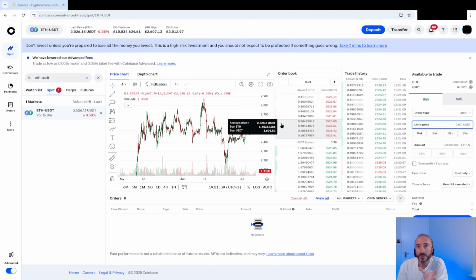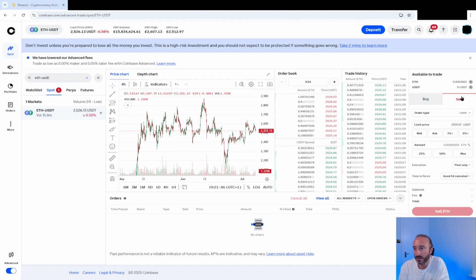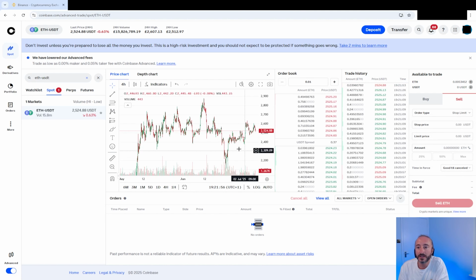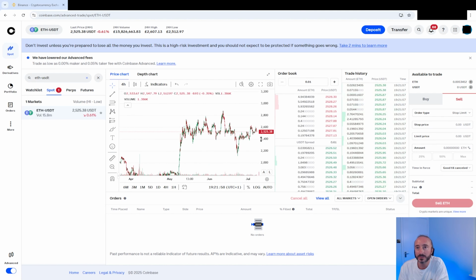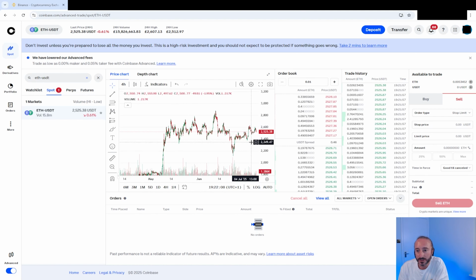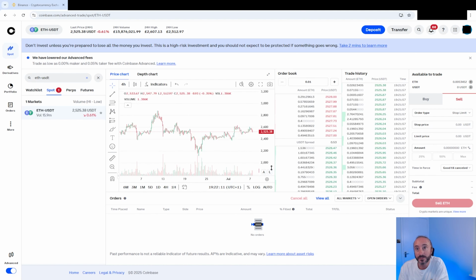So let's go over an example using Coinbase's spot trading screen. I'm currently on the ETH/USDT trading pair. First, you want to make sure it's set to sell on the right-hand side, and under the order type, you want to set it to stop limit. Recently, Ethereum has been bouncing between, say, 2,100-ish and 2,700-ish, and right now it's trading at 2,525.